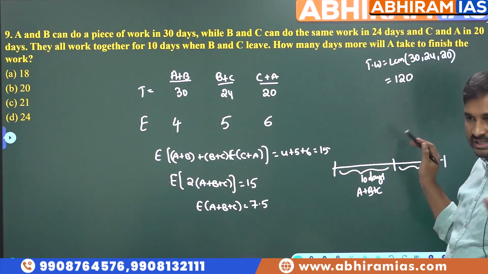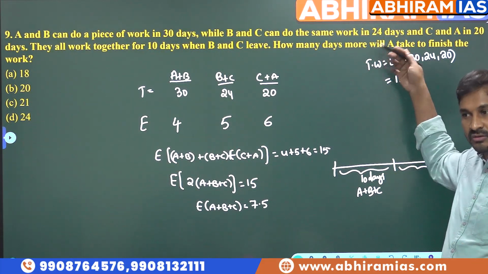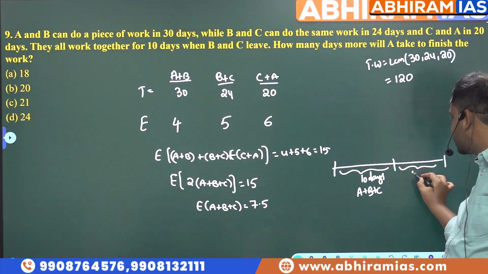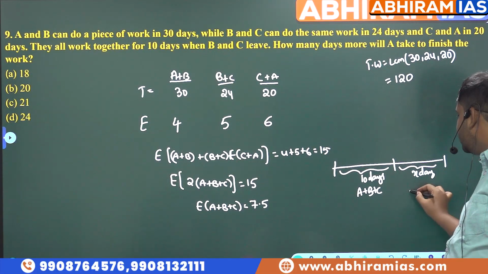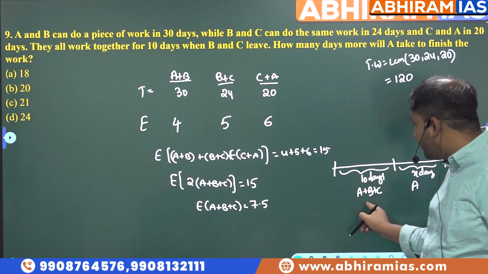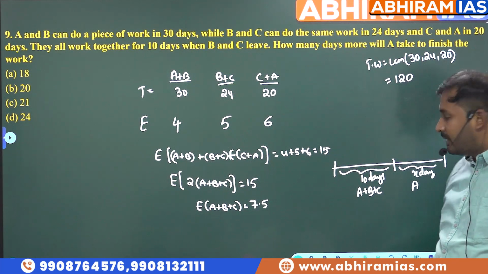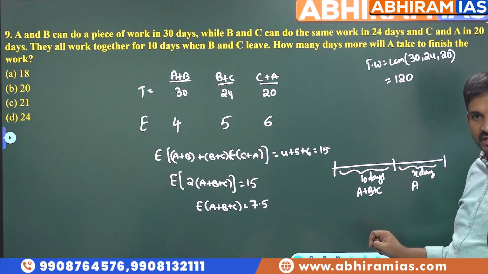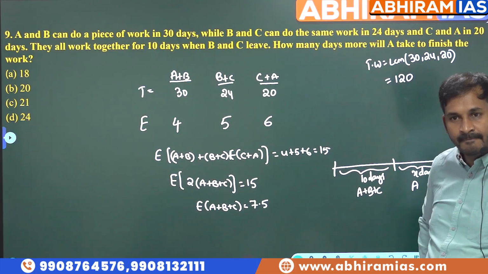We don't know how many days A is working. In how many days more will A work, right? So I will take this as X days. And these X days were worked by whom? A alone. We have the combined efficiency 7.5. But later I should know the efficiency of A, right? How can I get the efficiency of A?